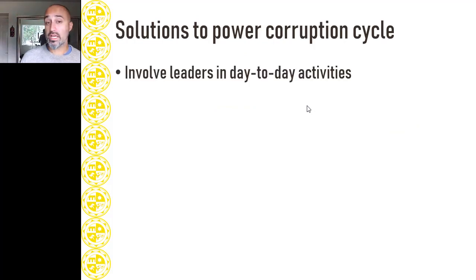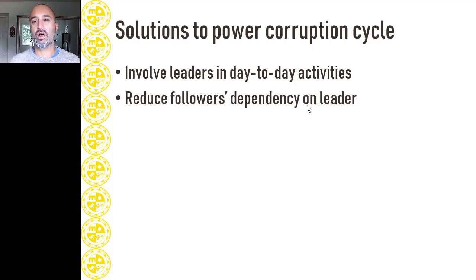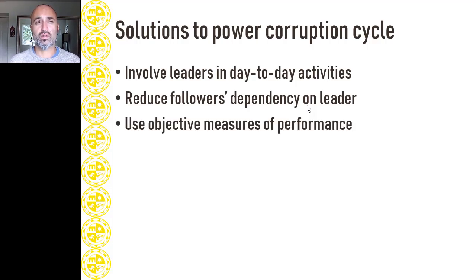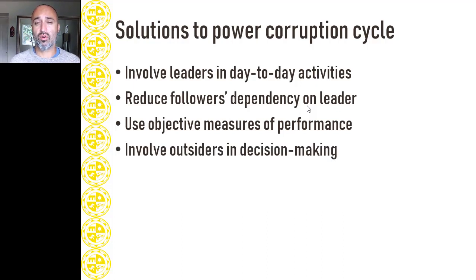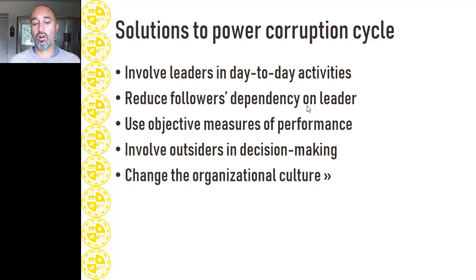Okay, so to summarize, what are some solutions to the power corruption cycle? Involve leaders in day-to-day activities, so don't allow them to create that distance between them and followers. Reduce followers' dependency on leaders. Increase employee empowerment. Use objective measures of performance, so there's no way that upper level leaders can delude themselves into thinking that things are going well. Involve outsiders in decision making. That's really important. That's where the board of directors of Enron really failed them, in that they were outsiders. They just weren't doing their job. Change the organizational culture, and that's really a tall order, and it's always difficult to do. But ultimately, that may be the thing that must be done to prevent the power corruption cycle from happening.